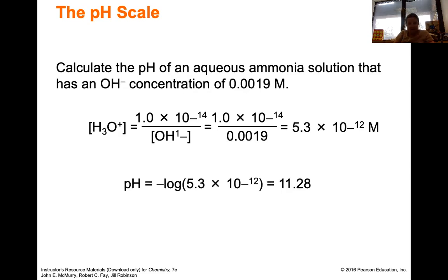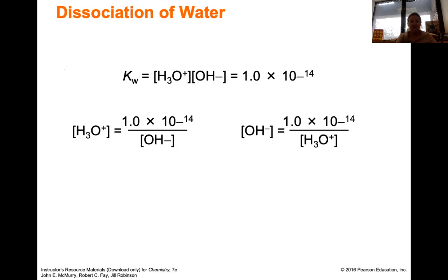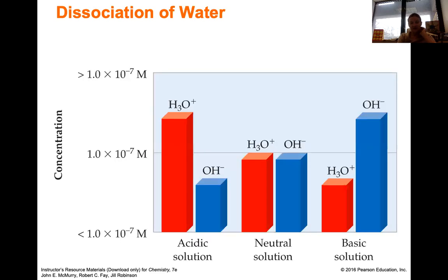So you want to make sure that you learn this rule and use it always. Calculate the pH of an aqueous solution that has an OH minus concentration of 0.0019. So you could get the H3O plus concentration by dividing Kw by OH minus. That's what this slide showed you. So if you want the H3O plus on the left-hand side, but you know the OH minus, you just divide the Kw by that value.